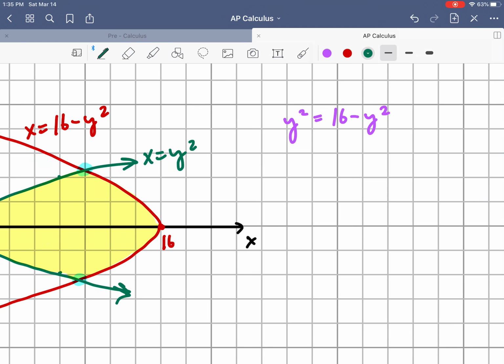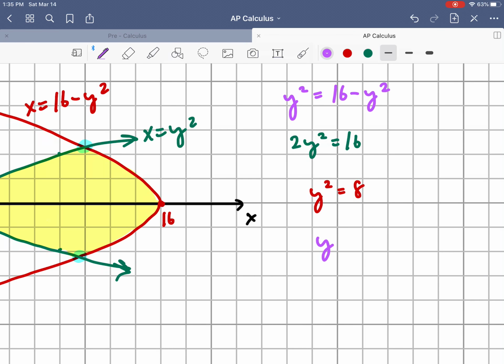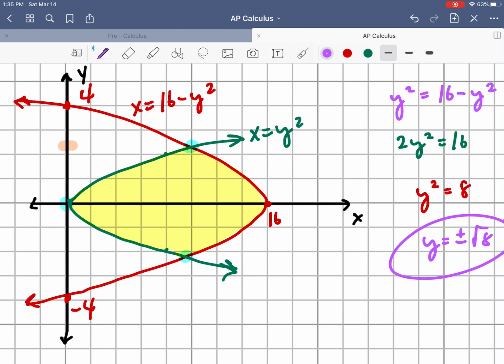Let's isolate the y squared, so it'll be 2y squared equals 16. Divide by 2. y squared equals 8. Square root of both sides, we get y equals plus or minus square root of 8. This is my point of intersection. That means that they intersect at y equals negative square root of 8, and at positive square root of 8.